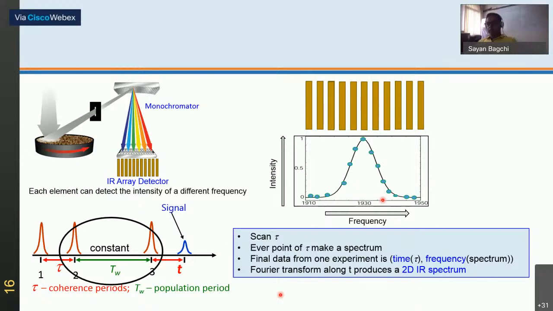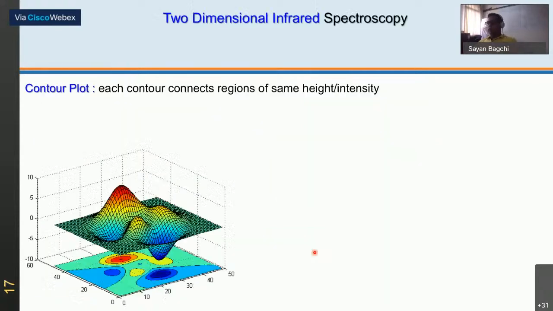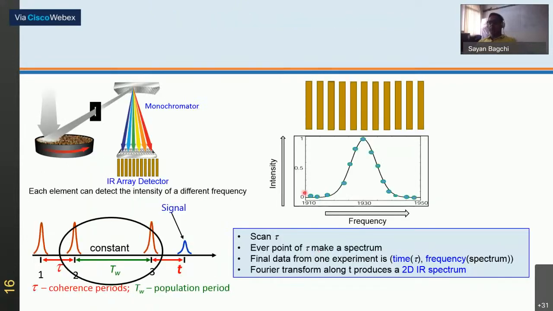And so in one experiment, this time delay is constant and this is scanned. So what will happen? I will get a spectrum, and because the spectrum will change over time, there will be another time axis we can think about, which is the time delay between the first and second. So we will have the data, which is time in one axis and frequency on the other axis. And if we Fourier transform the time, we will get the 2D IR spectrum.